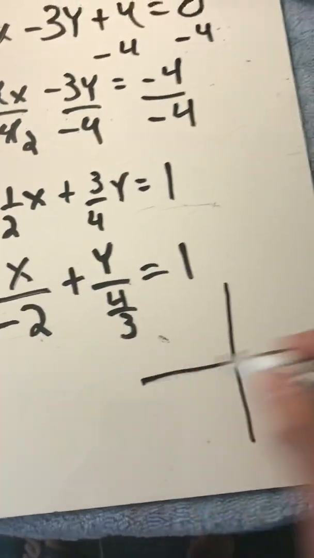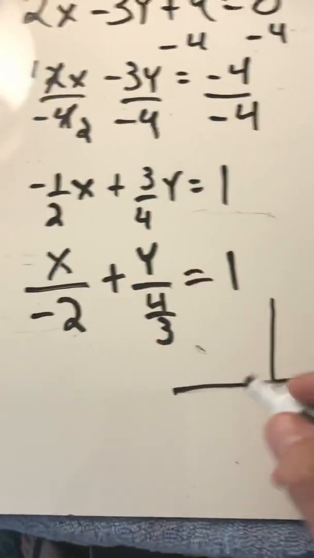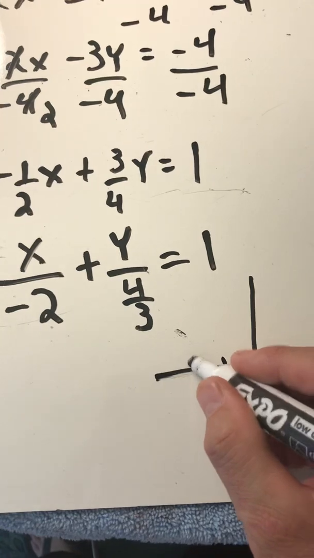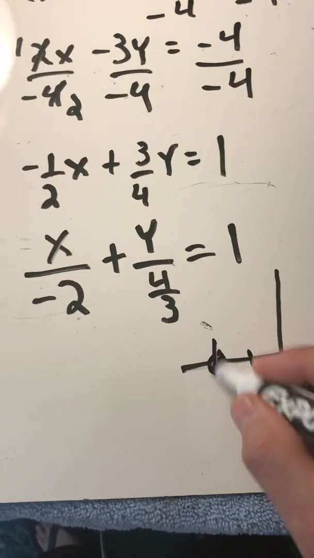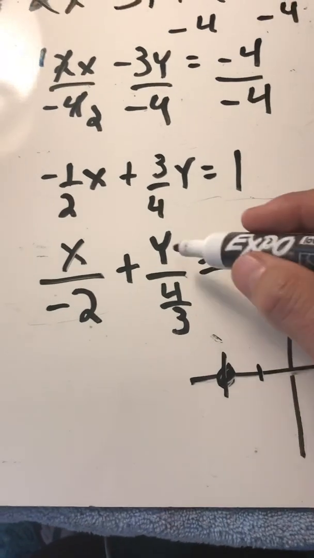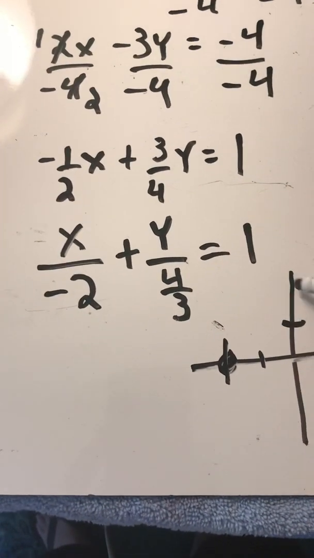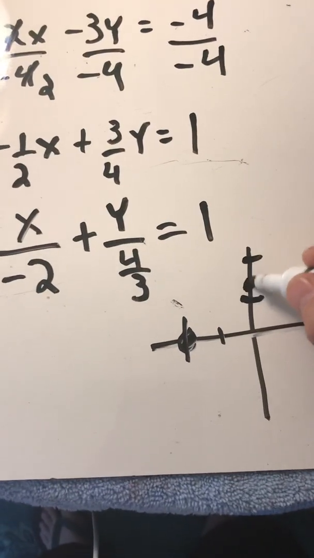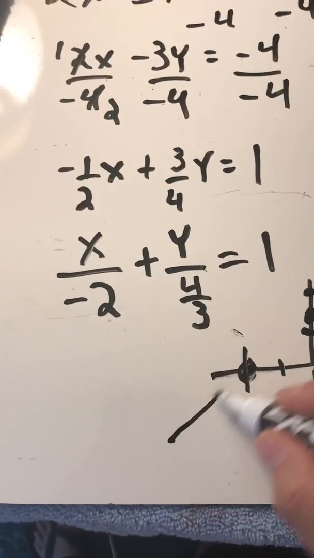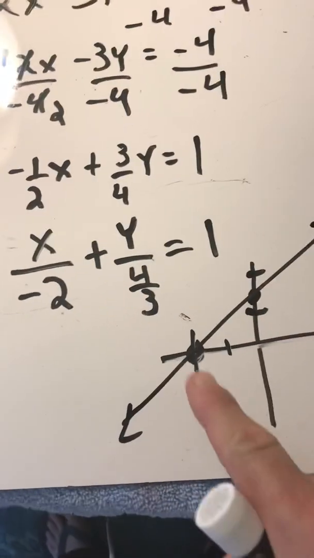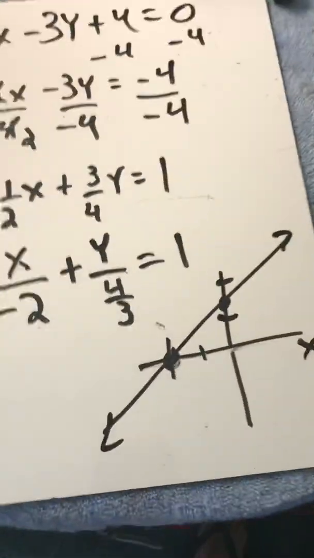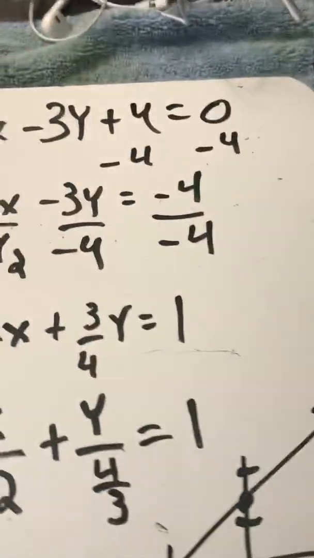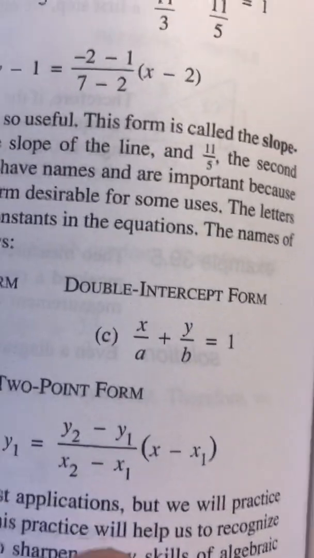So the x-axis intercept is -2. 1, 2. That point right there, -2. See it? And then the y-intercept is 4/3. Well, that's 1 1/3. There that is. So now you know your x-intercept and your y-intercept. You just connect the dots and you have your line. So that's the double intercept form.